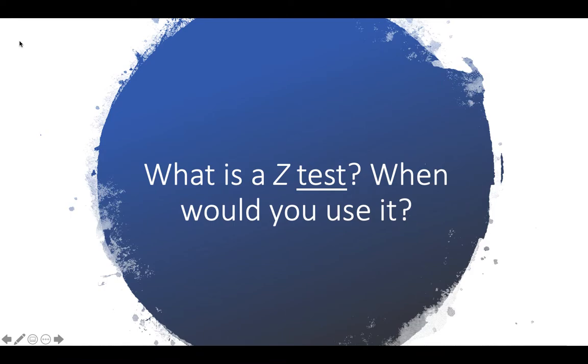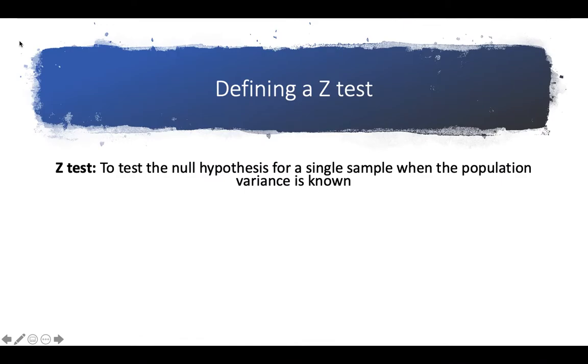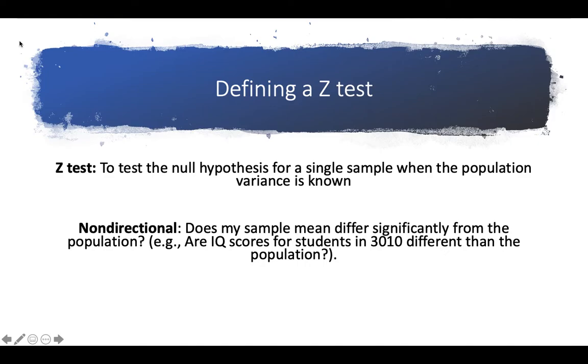Z-test. Z-tests are parametric inferential statistical tests of the null hypothesis for a single sample when the population variance is known. So here's that definition for you again. We're trying to test the null hypothesis for a single sample when our population variance is known. And we have two different types of z-test. First, we have a non-directional z-test, which is simply asking the question, does my sample mean differ significantly from the population? So for example, are IQ scores for students in 3010 different than the population?